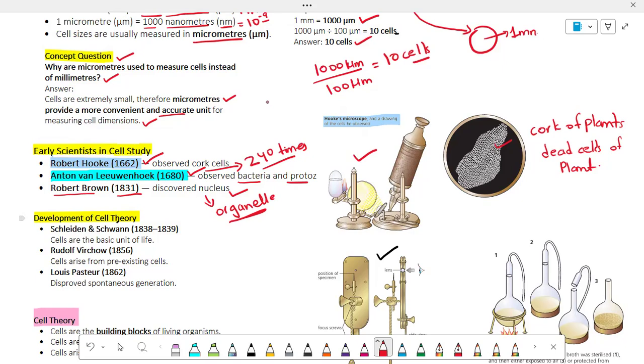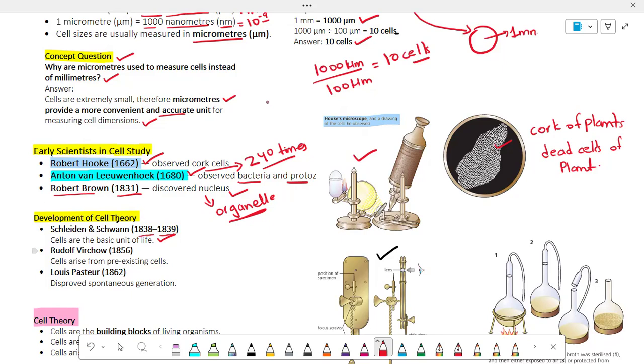Next, as microscopes improved, scientists began to understand that cells are the fundamental units of life. So they developed the cell theory. Firstly, two scientists, Schleiden and Schwann, proposed that the cell is the basic unit of life, meaning all living organisms are made up of cells, in 1838 and 1839.